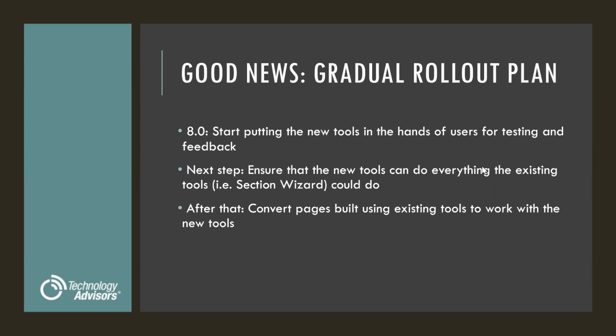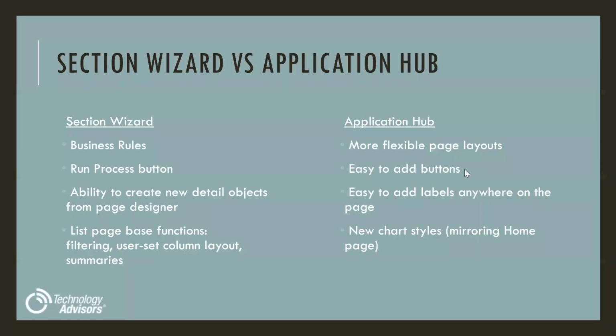So let's go ahead and go to the next slide and talk a little bit about what some of those differences are. If I look at what you can do in Section Wizard and other pre-existing tools versus what you can do with Application Hub and the No Code Page tool, some of the differences that jumped out at me: first of all, business rules are only available in Section Wizard right now. So if you're using business rules to apply any of that conditional logic to your pages, things like only show this field when X condition is true, or only show this field when Y condition is true, that functionality is not yet available with the new tools. Again, it will come, it will be there, but it's not there today.